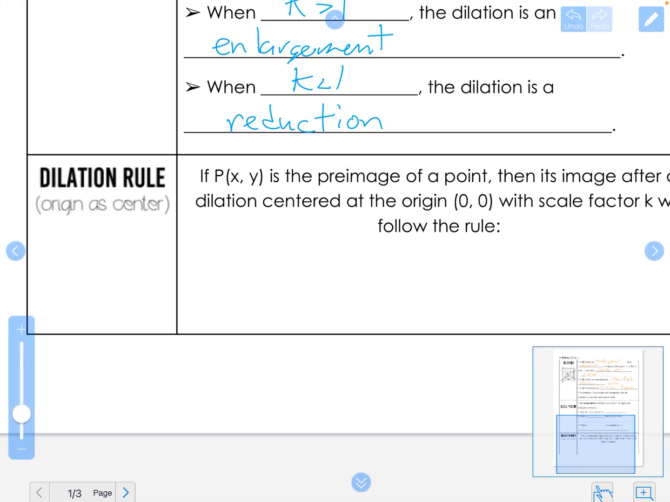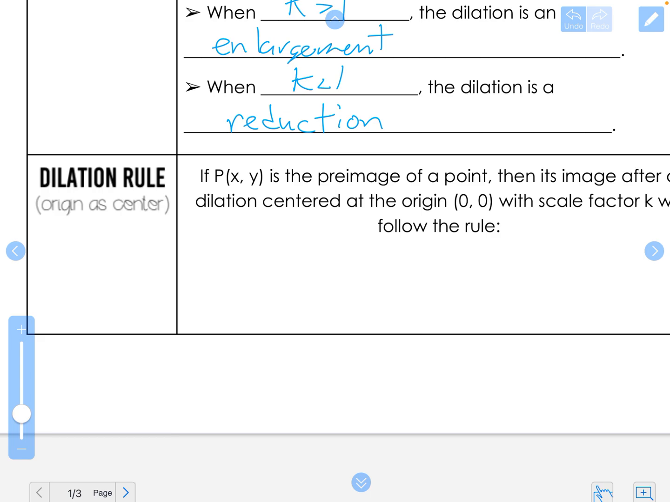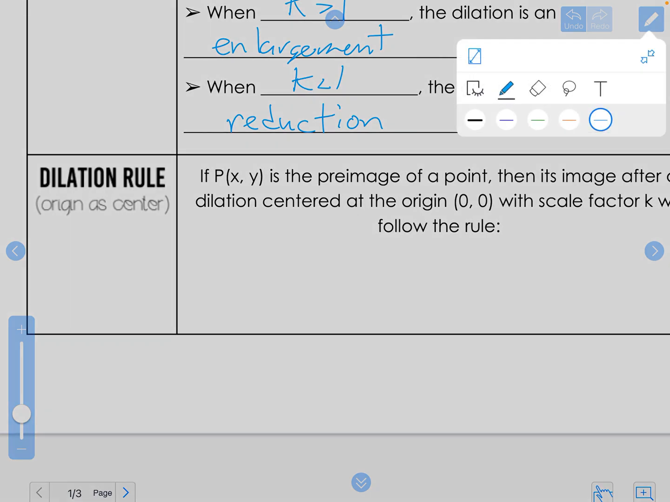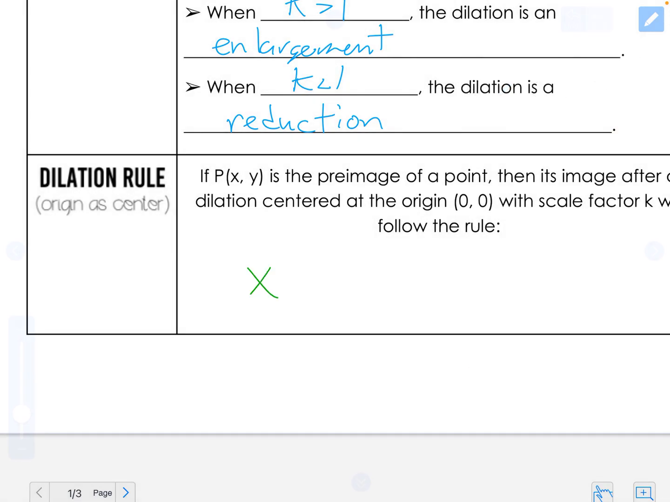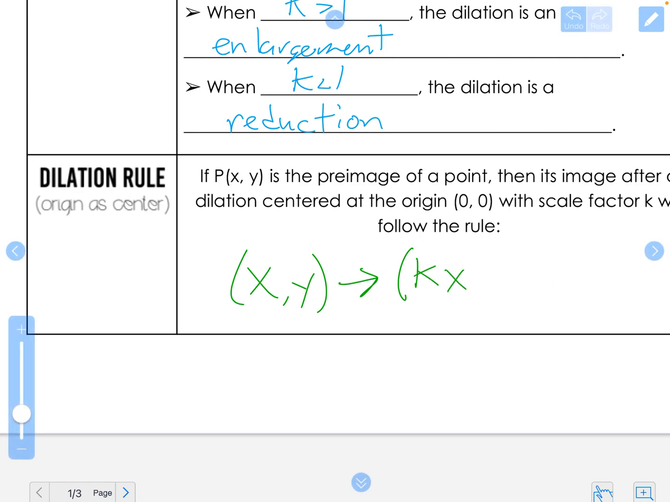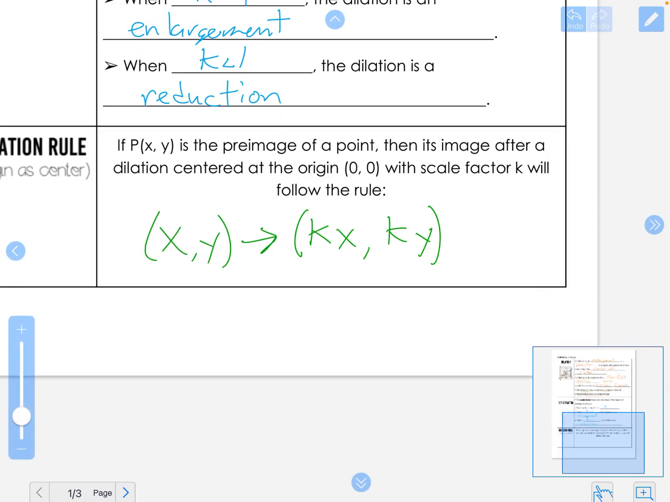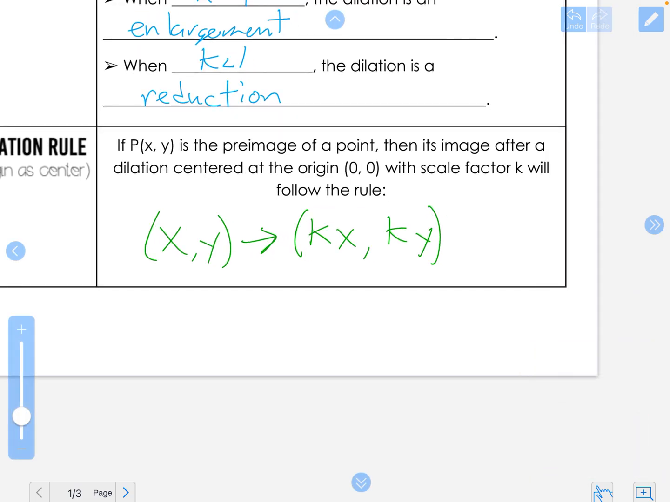And so we can write a rule for dilations, but it's one that's pretty straightforward. The pre-image (x, y) is transformed by multiplying each point by the scale factor. So we get (kx, ky). And anytime we have two letters next to each other, that means multiplication.